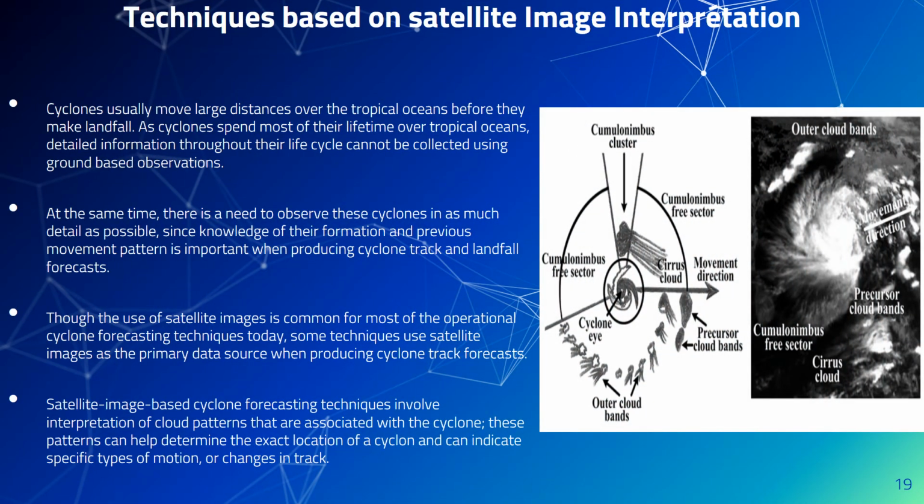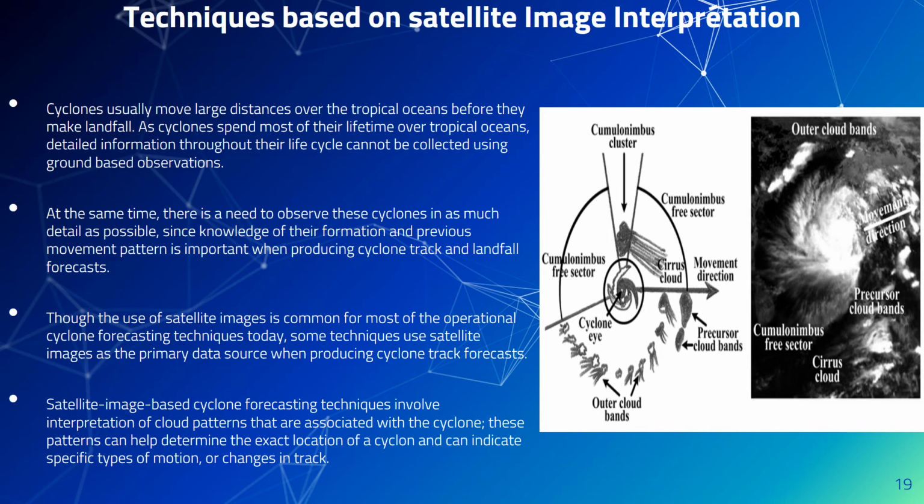Techniques based on satellite image interpretation. Cyclones usually move large distances over the tropical oceans before they make landfall. As cyclones spend most of their lifetime over tropical oceans, detailed information throughout their life cycle cannot be collected using ground-based observations. At the same time, there is a need to observe these cyclones in as much detail as possible, since knowledge of their formation and previous movement pattern is important when producing cyclone track and landfall forecasts.